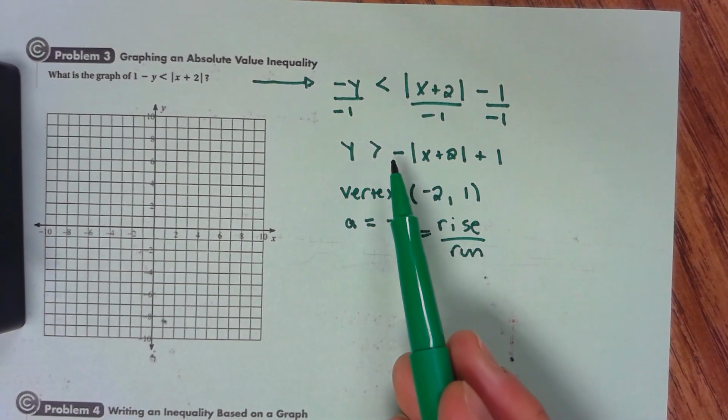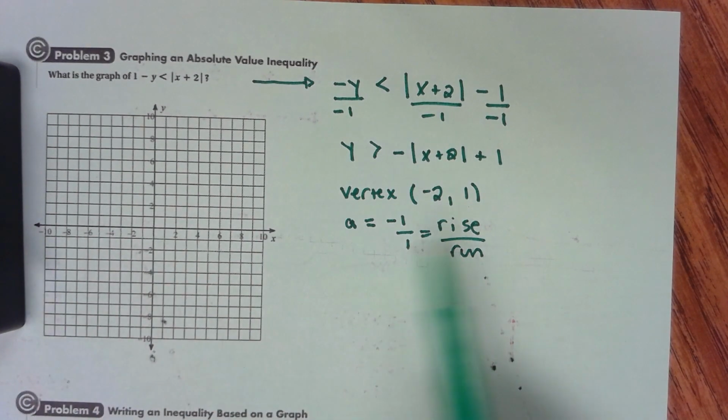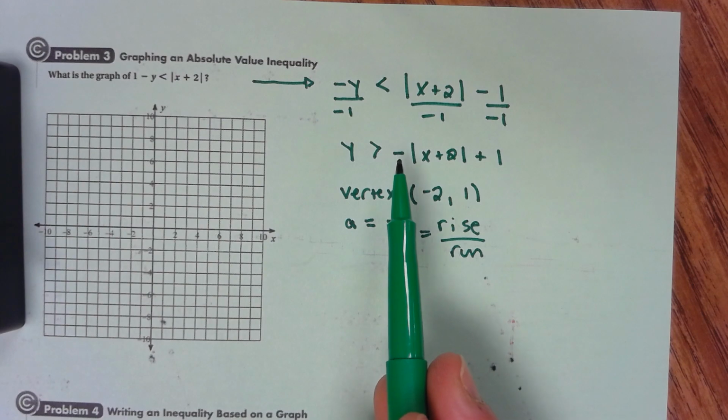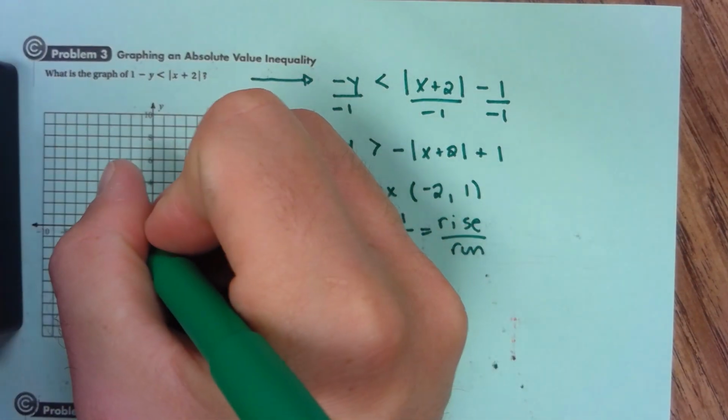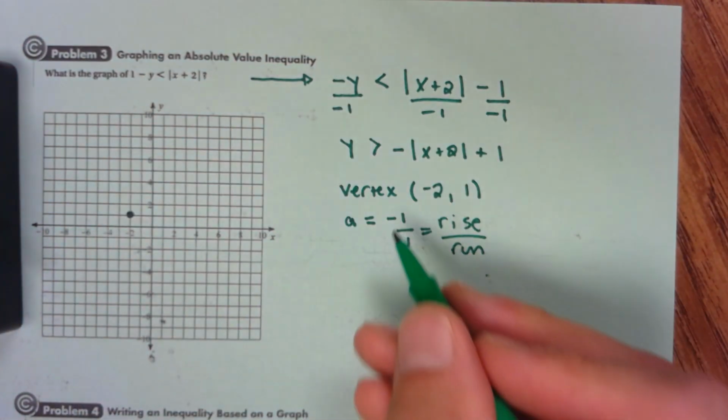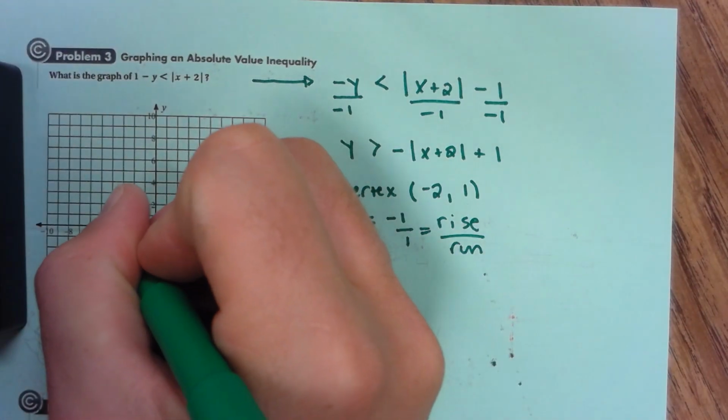And then remember that the negative is a reflection across the x-axis. So this should be opening down when we go to graph it. So I'm going to go left 2, up 1, and then just down 1 and over 1 in both directions.